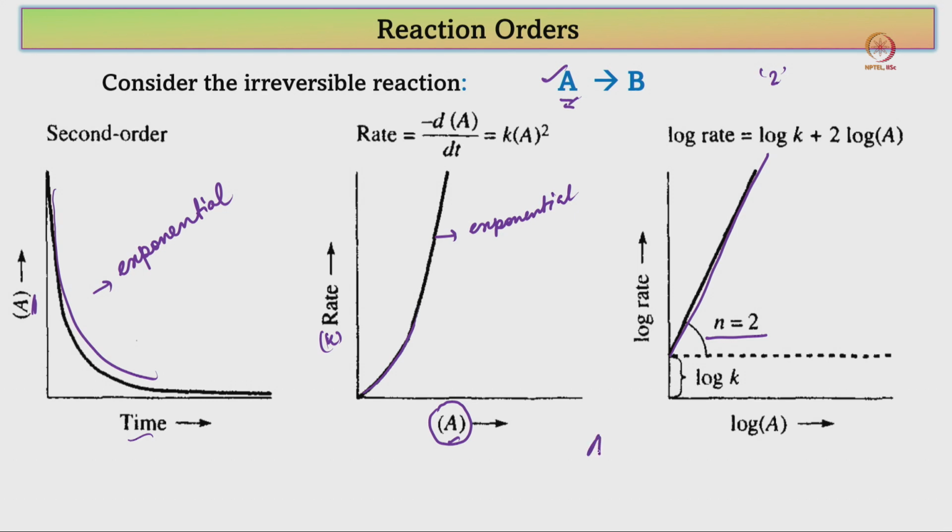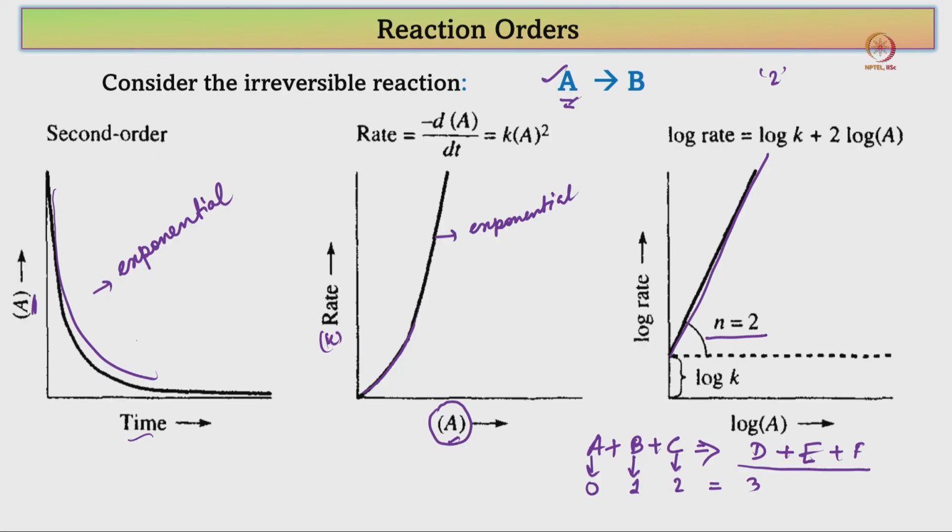So, again if I have A plus B plus C producing D plus E plus F, and with respect to A it is 0, with respect to B it is 1, and with respect to C it is 2, then the overall reaction order becomes 3. That means, if I increase the A concentration, nothing is going to happen. There will be no change in the formation of D and E and F.